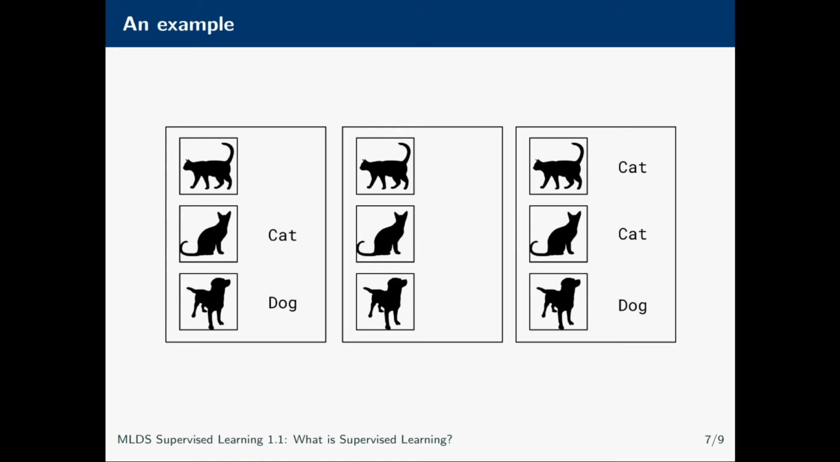Okay, could you work it out? So in the right-hand frame, we have a supervised learning problem. Every input image is associated with one output label, cat or dog. In the central image, we have an unsupervised problem, where no image has a label associated with it. And in the left-hand frame, we have a semi-supervised problem, where only some of our images have labels.